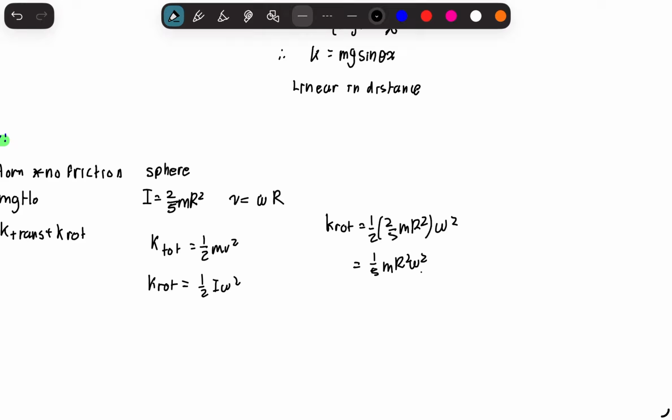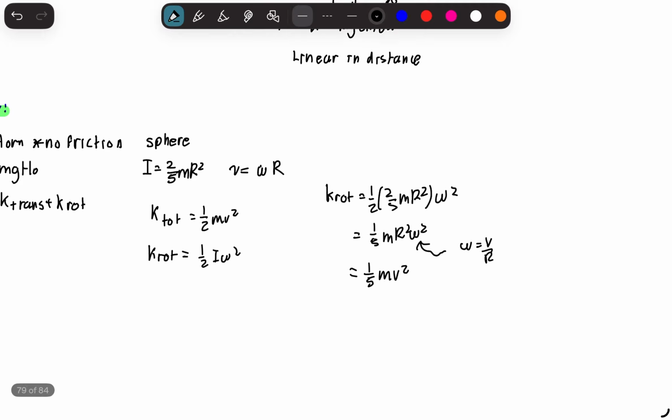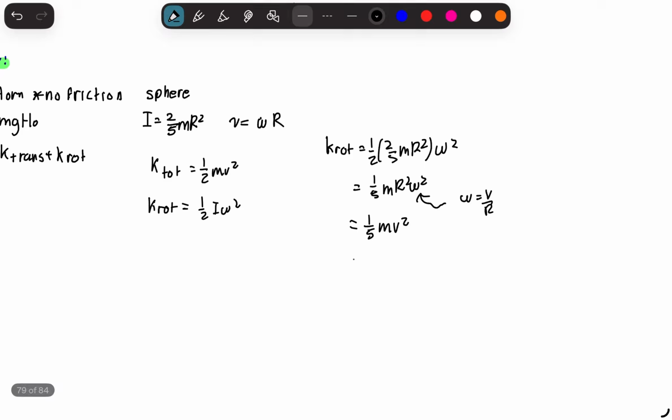And omega is equal to v over r. So this is equal to 1 over 5 mv squared. So K total is, that's K trans, I meant to write. K total is 1/2 mv squared plus 1 over 5 mv squared, which is 7 over 10 mv squared.